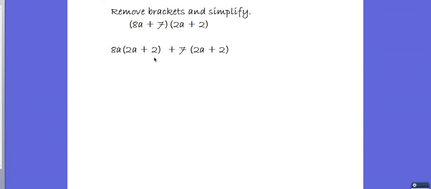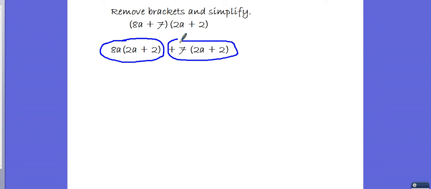If we move on to the next simplification question, removing brackets and simplifying 8a plus 7 times 2a plus 2, you can see us applying the method here. Instead of saying we've got 8a plus 7 groups of this, we're going to say that we've got 8a groups of this plus 7 groups of this. So we've got 8a groups of 2a plus 2, and we also have plus 7 groups of 2a plus 2.